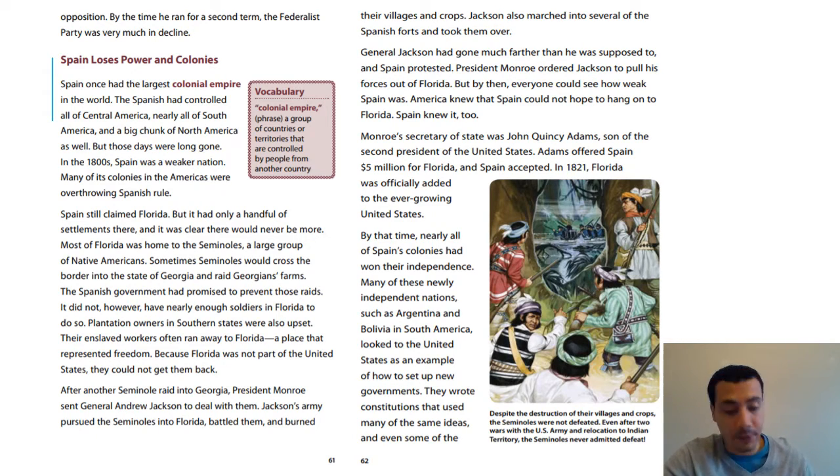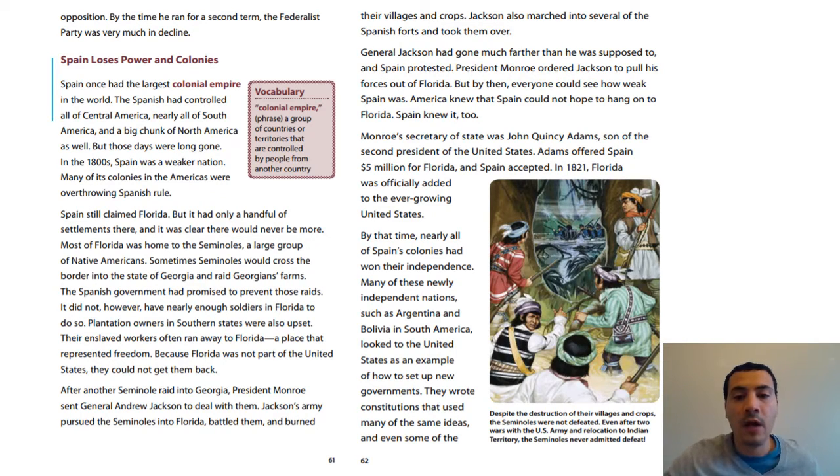I'm going to read the caption. Despite the destruction of their villages and crops, the Seminoles were not defeated. Even after two wars with the U.S. Army and relocation to Indian Territory, the Seminoles never admitted defeat.